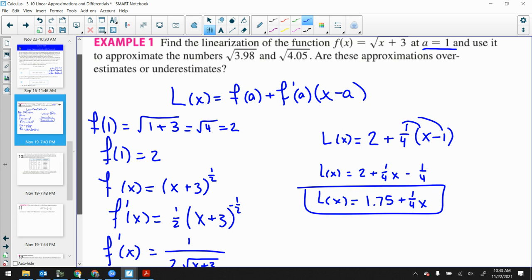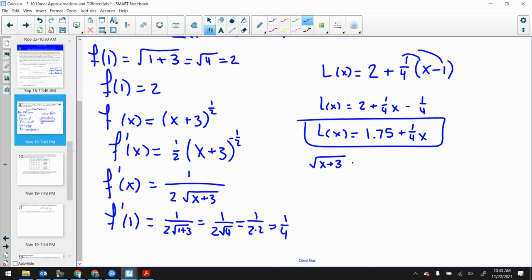So when I say, okay, I want the square root of 3.98, what's my x value? Well, think about this original one. I'm saying the square root of x plus 3 is the square root of 3.98. Okay, pop off the square roots. X plus 3 is equal to 3.98. So x is equal to 0.98. Oh, so x is really close to 1 here, right? So our linear approximation is actually going to be really close to the actual value. But again, it's not going to be right on.